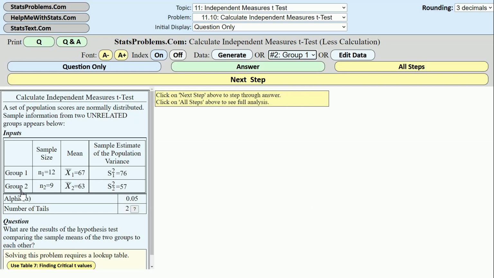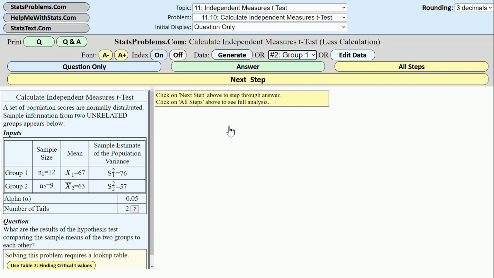For Group 2, sample size, N2, equals 9. Mean, X bar 2, equals 63. Sample estimate of the population variance, S2 squared, equals 57. Alpha is 0.05. Number of tails is 2. What are the results of the hypothesis test, comparing the sample means of the two groups to each other?